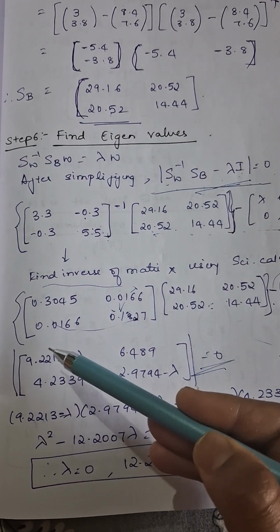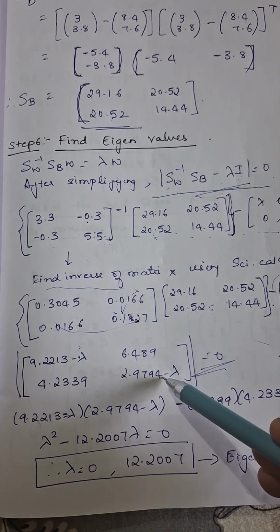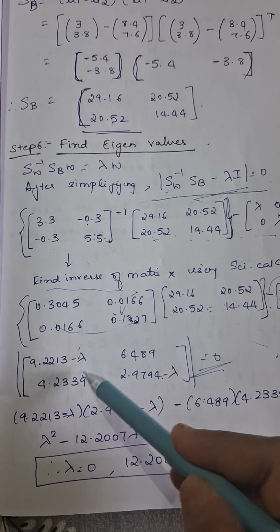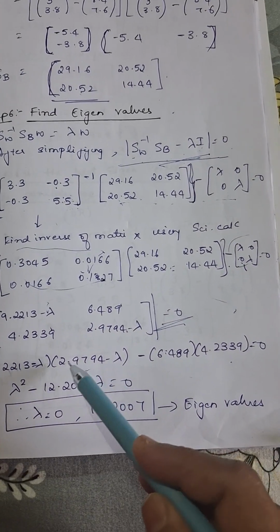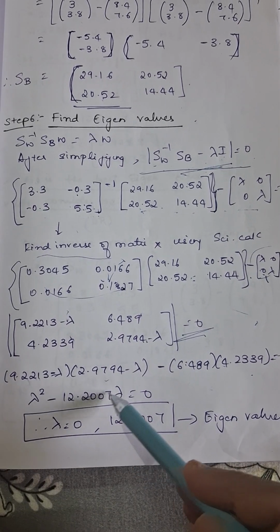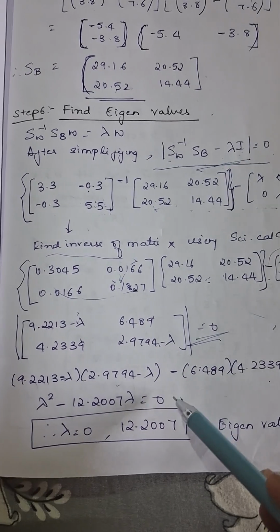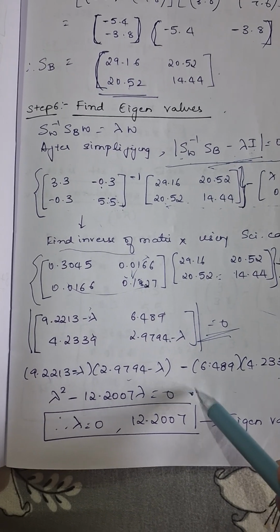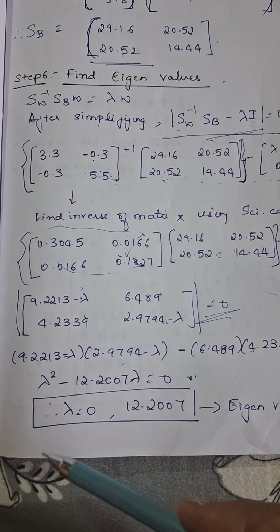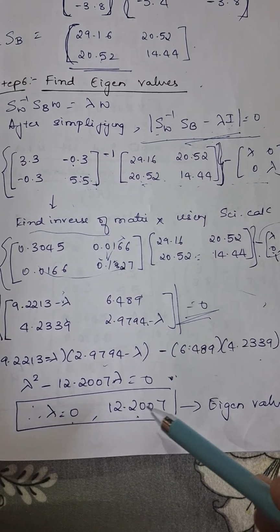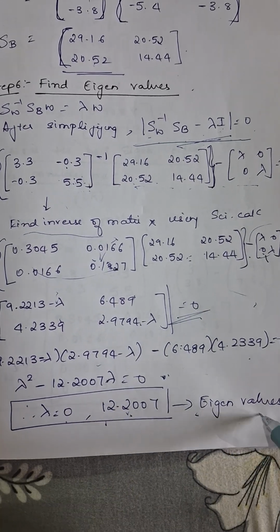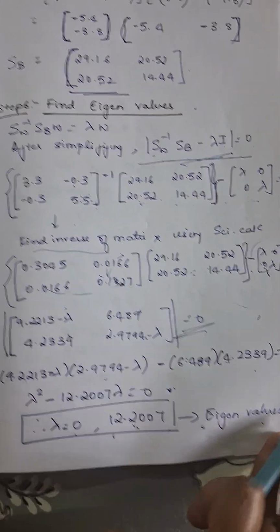So how do you find the determinant? Multiply this term with this term, minus this term multiplied with this term. So you get this. When you simplify this equation, you will get this quadratic equation. From this it's easy to find the roots. You get lambda equal to 0 and lambda equal to 12.2007. This lambda is nothing but the eigenvalue. So now you found the eigenvalue.